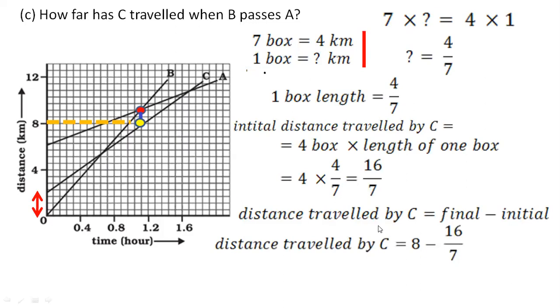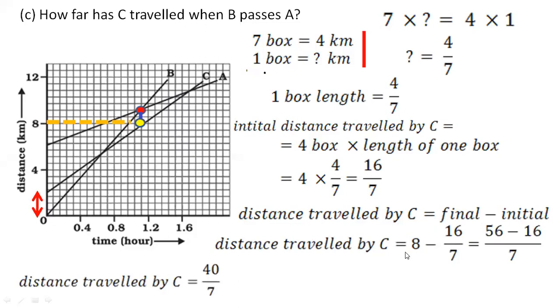So how can we find out the distance of C? Final distance minus initial distance. So that is all we subtracted. So the final answer is 5.714. So take a screenshot of this and then we'll proceed to the next question. I hope it is clear, because the next question, sub-part D, is also based on the same type.